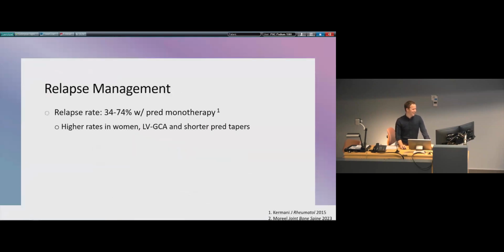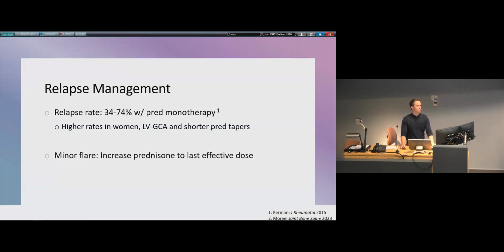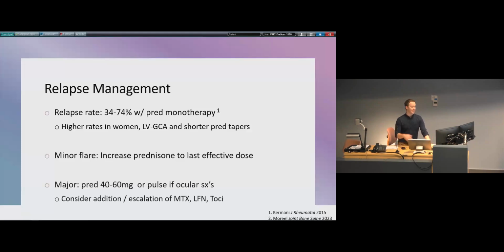That'd be very nice. Relapse management. There is a high relapse rate in GCA, specifically with prednisone monotherapy, higher rates in women, large vessel disease as mentioned, and with shorter prednisone tapers. For a minor flare, more often we'll recommend just increasing to the last dose the patient felt well on, which may involve slowing our prednisone taper or adding an additional agent like methotrexate, leflunomide, or even tocilizumab. For major flares, we may go right up to 40 or even 60 milligrams, or if it's ocular symptoms, we may even pulse. And most definitely we'd be looking at adding an additional DMARD in the context of a major flare.